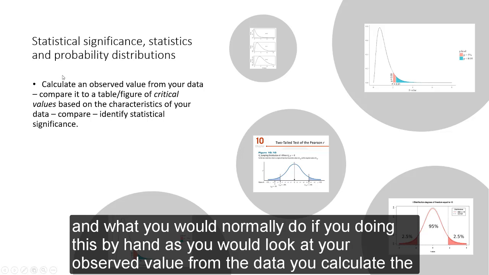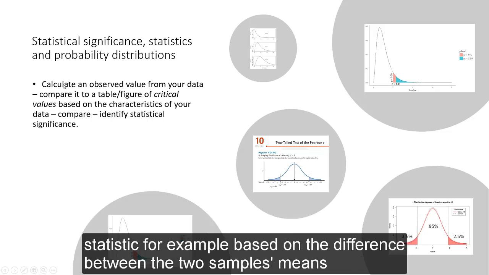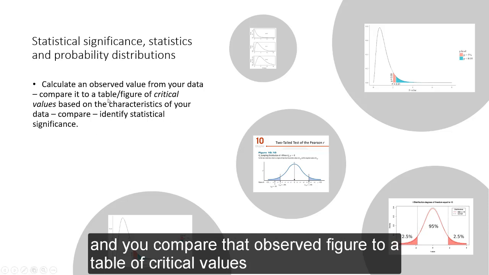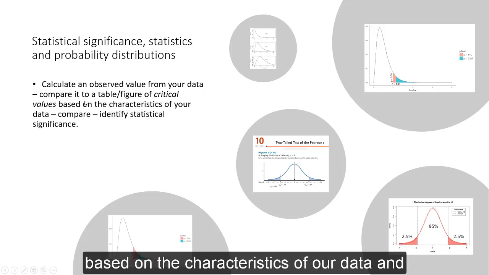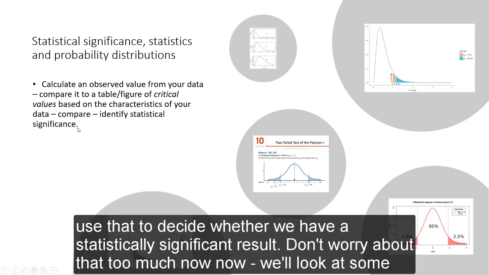What you would normally do if you're doing this by hand is you would look at your observed value from your data, you'd calculate the statistic, for example, based on the difference between the two samples' means, and you compare that observed figure to a table of critical values based on the characteristics of our data, and use that to decide whether we have a statistically significant result or not. Now, don't worry about that too much now. We're going to actually look at some examples of that in a bit.